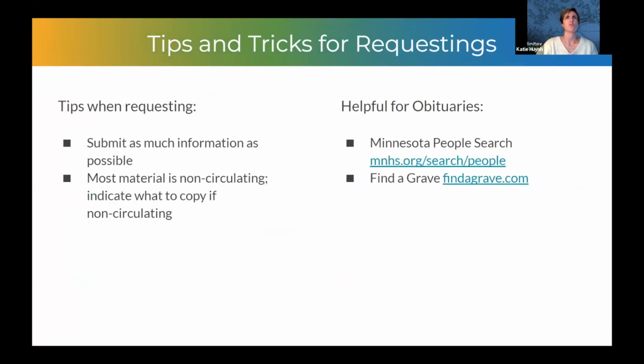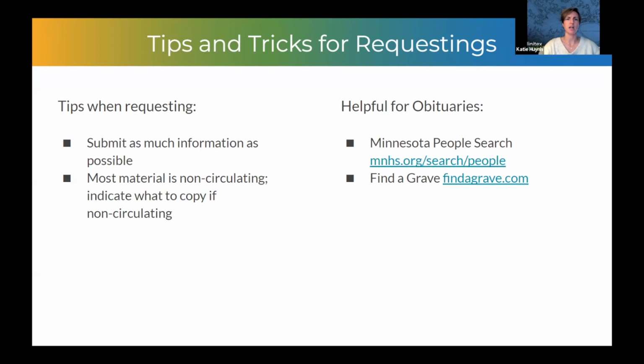So some tips and tricks for requesting. Submit as much information as possible. Make sure to include any dates. Any alternative spellings for names, or nicknames, or even maiden names can be helpful. And then for an obituary request, if the publication date of the obituary isn't known, which is usually the case, submit as much information as possible. So obviously you want to submit the date of death, if that's known, the full name, and then any alternate names, or spellings, or nicknames.